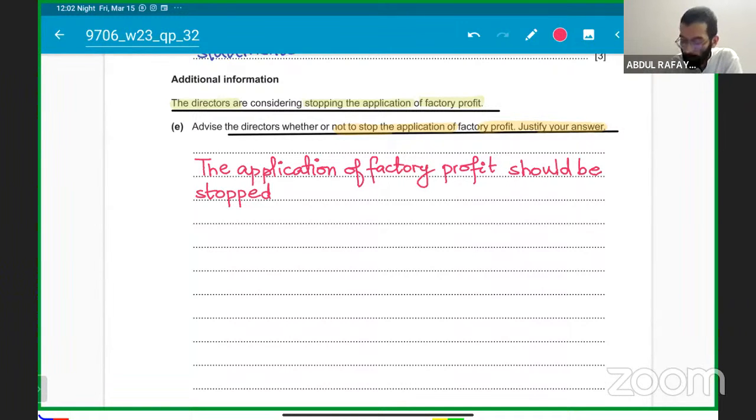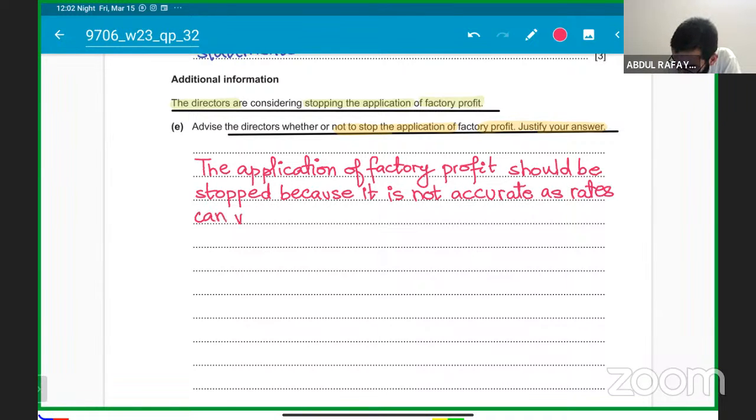The application of factory profit should be stopped because it is not accurate, as the rates can vary for different firms. Getting it, guys? Clear? Understanding? As the rates can vary. Here it is 25%, some company may have used 20%, some may have used 30%. So that is one of the reasons. Understanding, as it is not accurate as rates can vary for different firms.